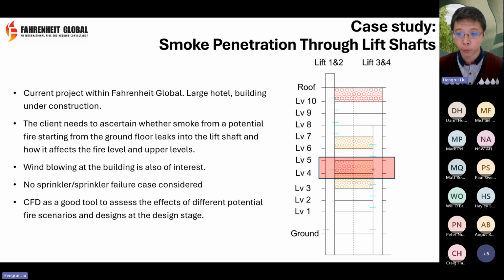So we find actually there could possibly be a problem there. I'll show you that later on soon. And the complexity is also whether or not, because this building is subject to wind, there is a strong wind blowing constantly against the building, against the opening and the doors. So the clients want us to ascertain whether or not the wind will affect the smoke movement as well. This is another good example of CFD as a good tool to assess the effect, because we don't really have the building yet.